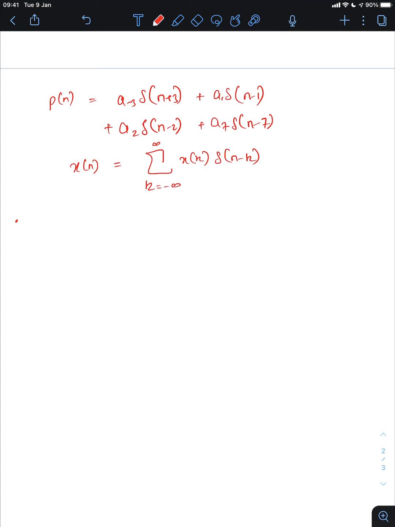The second type of sequence is the unit step sequence, which is mathematically represented by u of n equal to 1 when n is greater than or equal to 0, and it takes value 0 for n less than 0.